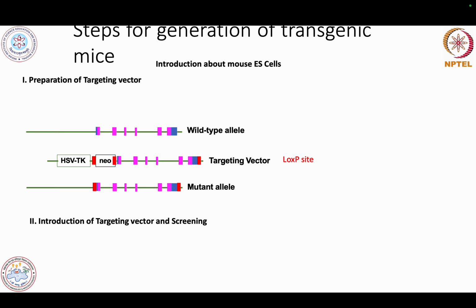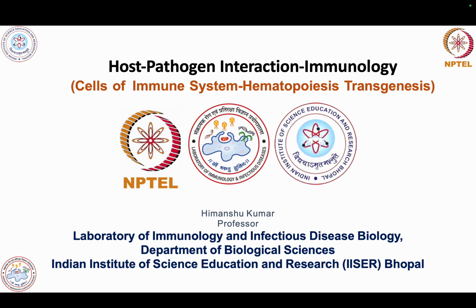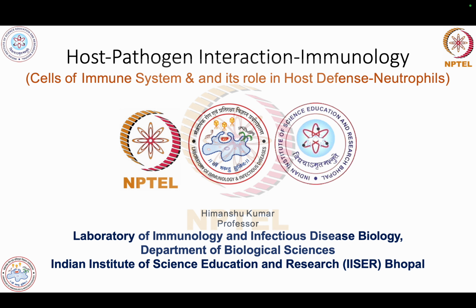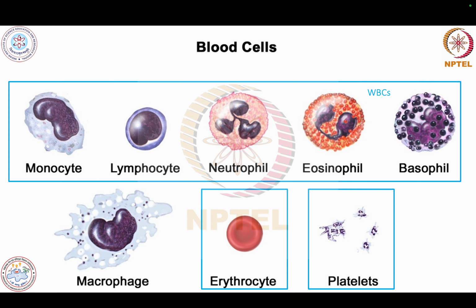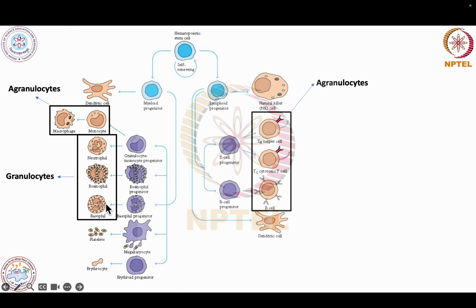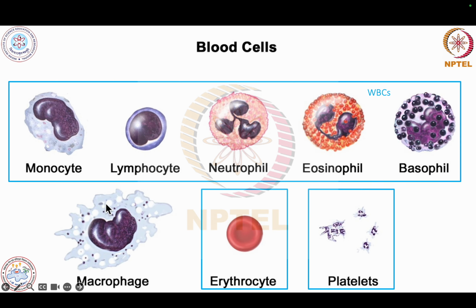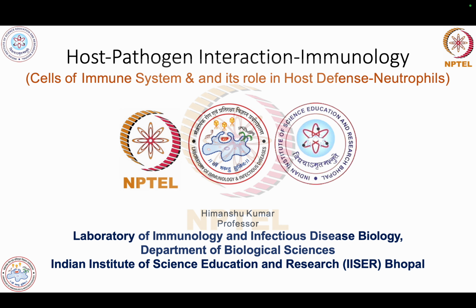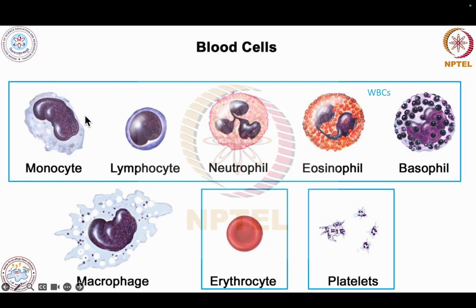So conditional transgenic mice, conditional mutation, Cre-lox system, I will come to that part again. Let us discuss the basics of blood cells, what kind of blood cells we have and what their functions are. We have monocytes, lymphocytes, neutrophils, eosinophils, basophils. These are WBCs, white blood cells, and we have erythrocytes and platelets as well.